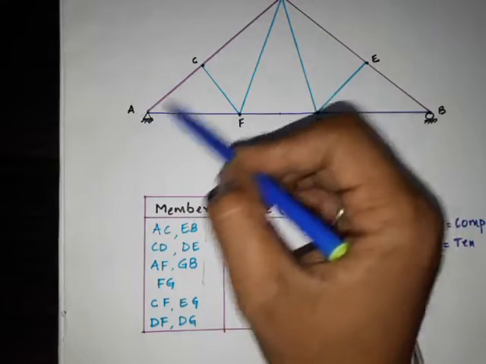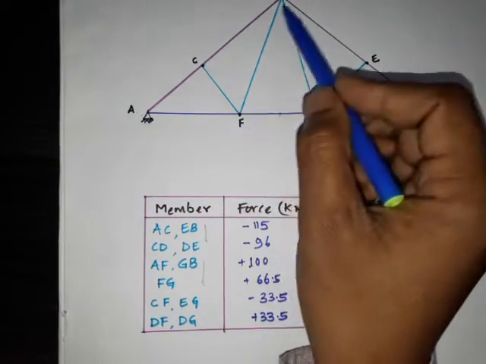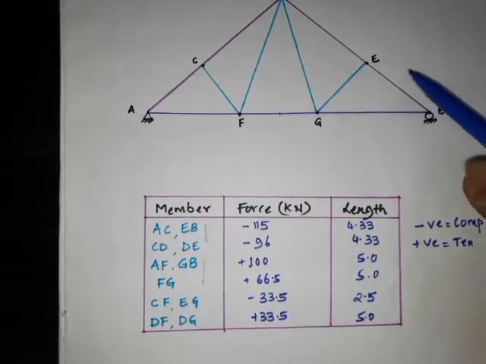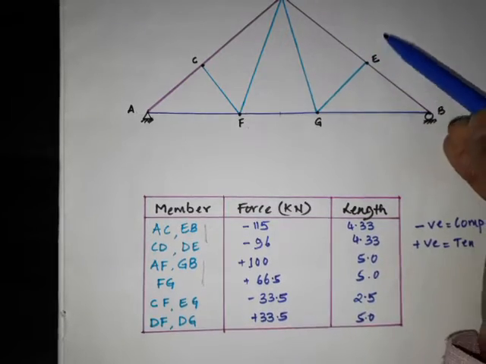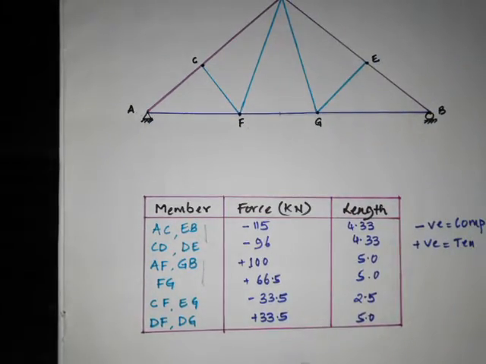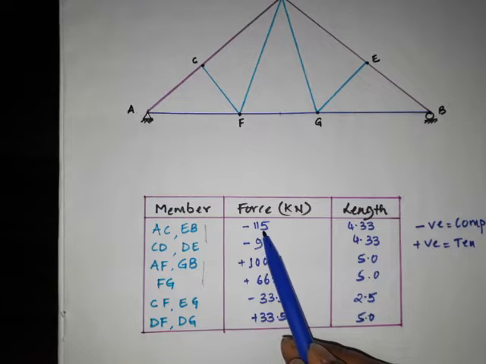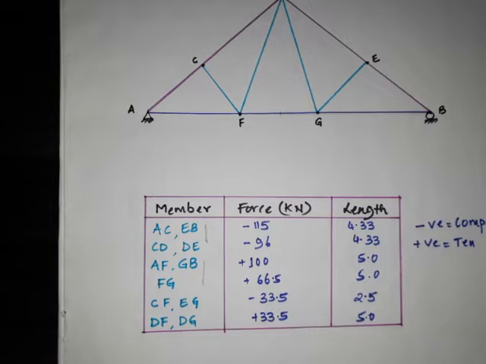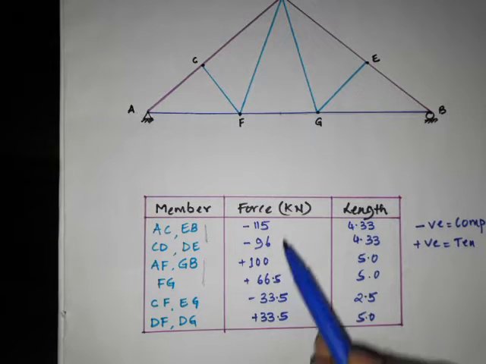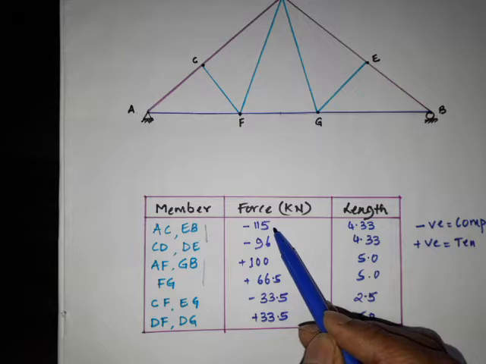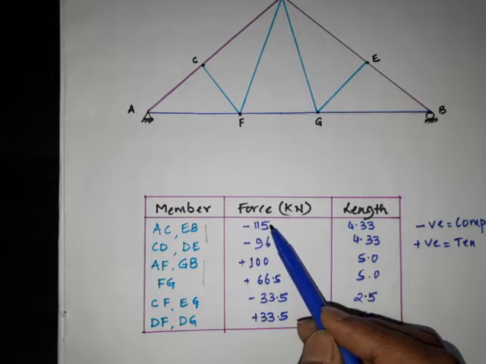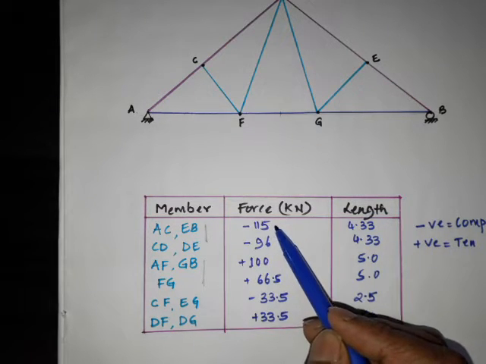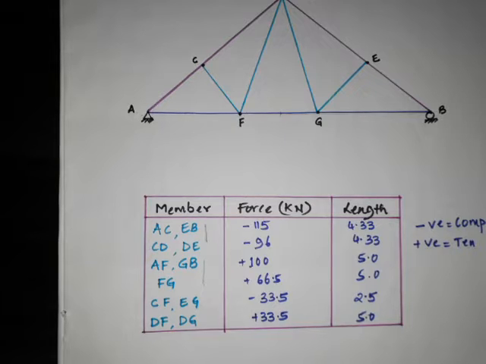So the principal rafter AC, CD, EB or DE is carrying total compression of 115 kilonewton and 96 kilonewton. We have to design the principal rafter to carry the maximum compressive force of these two. So we have to find the design force out of these two. The maximum is 115, so we have to design the principal rafter for it.